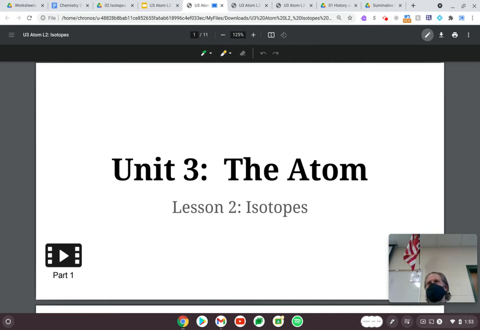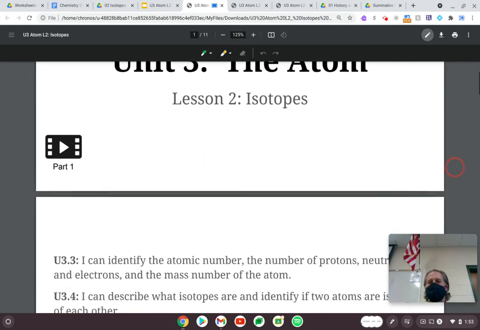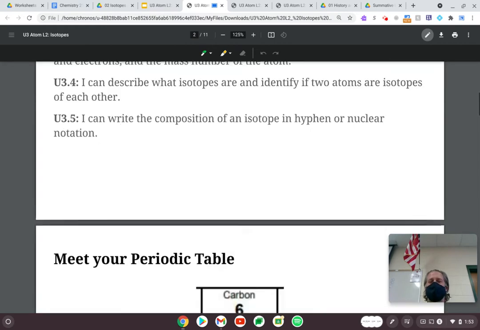The Simpsons baseball team for their town, Springfield, was the Isotopes. Too old of a reference. Got it. Anywho, we're going to talk about isotopes today.